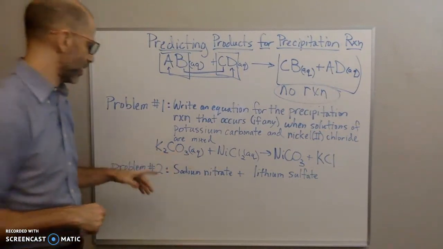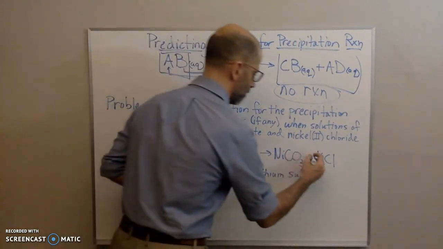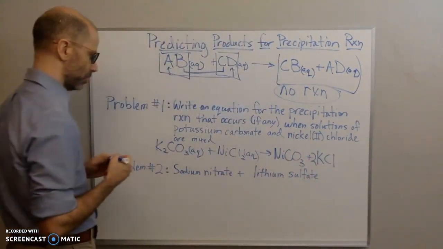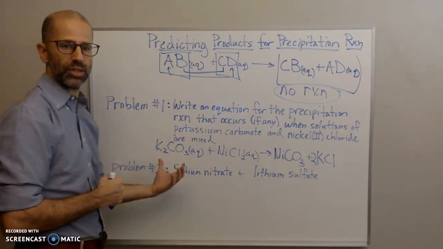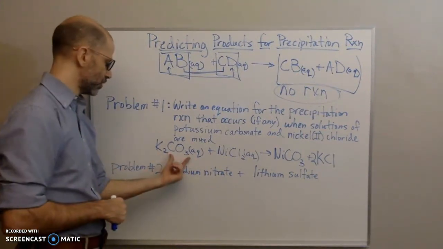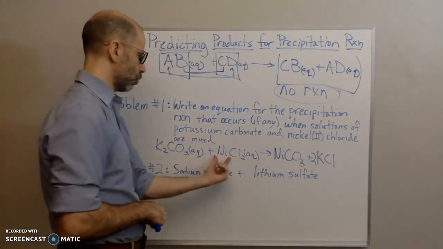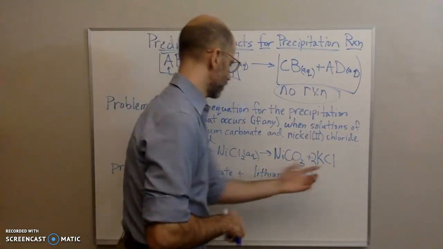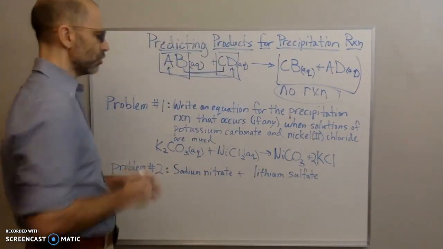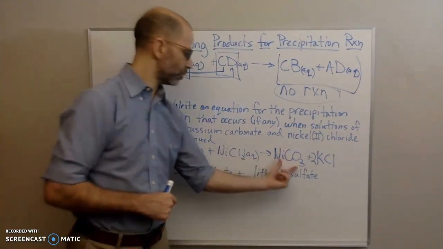Before I go further, let's balance the equation. So I have 2 K here, I have 2 K there. And the great thing about polyatomic ions is that you can treat them as one group. So I have CO3, CO3, so that's 1. I have 1 nickel, and I have 2 Cl, and I have 2 Cl. So now it's balanced.